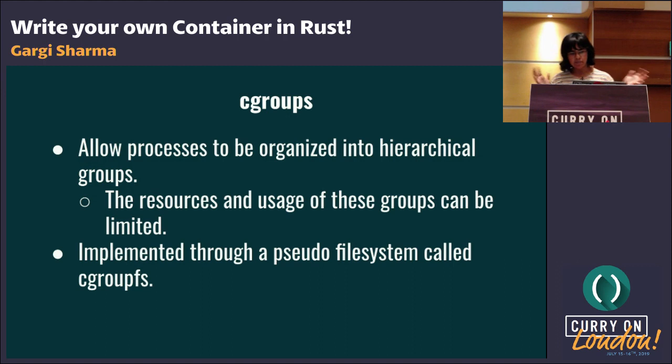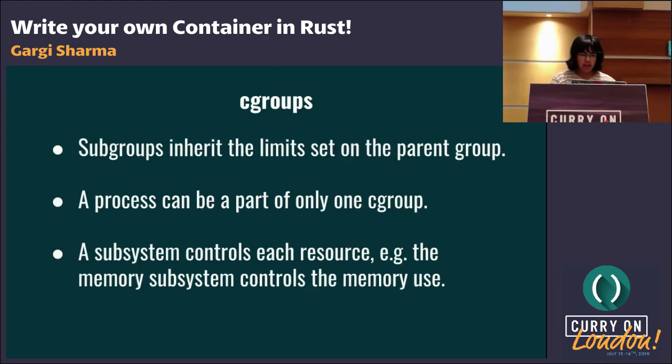So we have namespaces, but what happens if your container uses all the resources that it can, but you don't want to allow that, and you want to limit how much memory it can use or how much CPU it can use. So for that, we have cgroups. So cgroups allow processes to be organized hierarchically. They allow a parent-child structure so the resource and the usage can be limited. They're implemented by using a pseudo file system called cgroupfs.